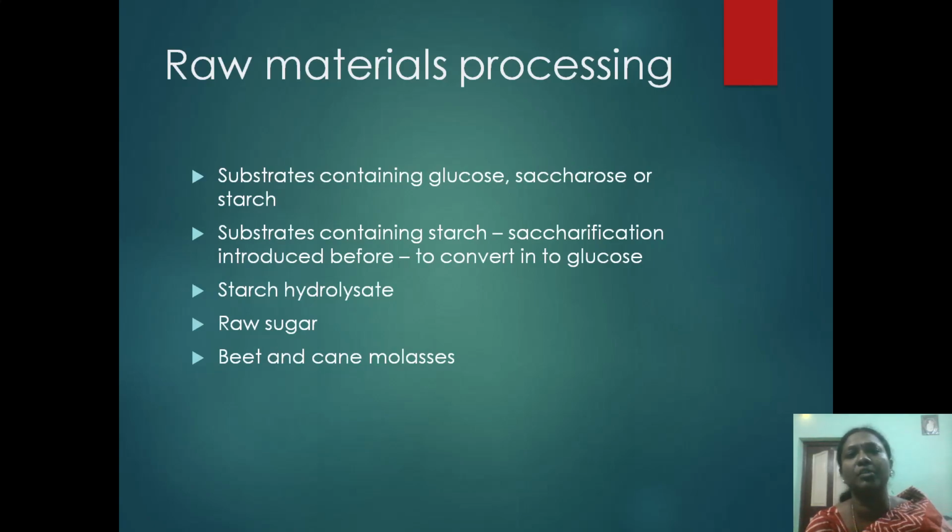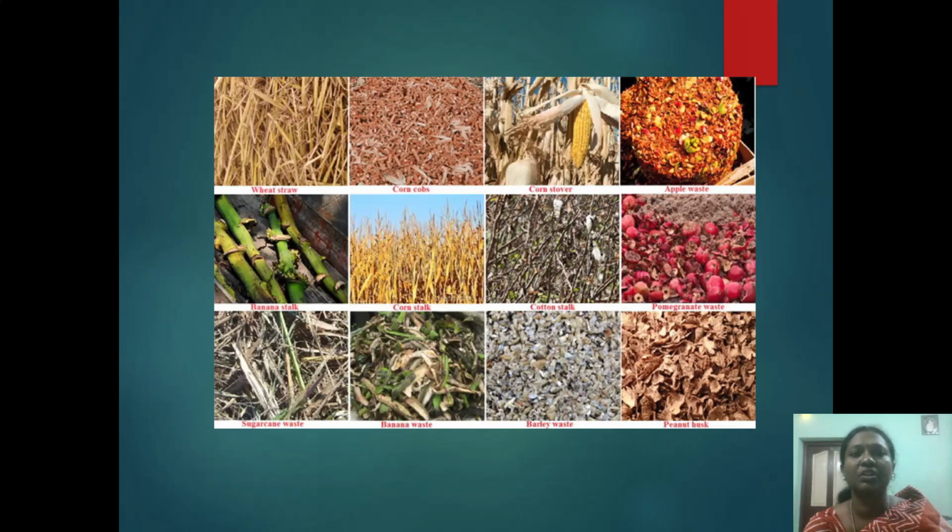First is the raw material processing, that is, making the culture medium ready, where the substrates contain glucose, saccharose, or starch. If you are adding a substrate as starch, the saccharification process has to be done, that is, the conversion or hydrolysis of the starch into a simple compound like glucose, and then we can use raw sugar or beet or cane molasses for the culture medium production. Some examples are wheat straw, corn cobs, banana waste, and barley waste, which can be used as a base, as a substrate for the culture medium.